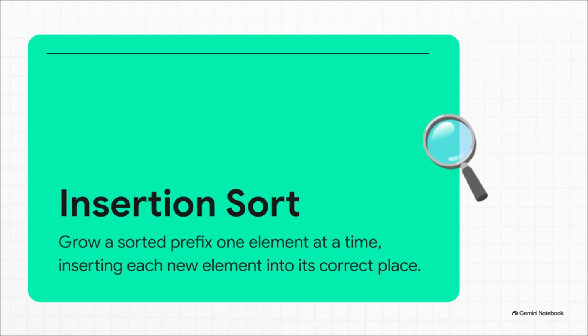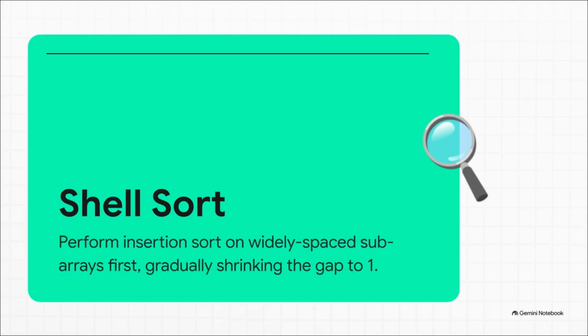Then we have insertion sort. You'll actually find this one incredibly relatable because it's exactly how you'd sort playing cards in your hand. You start with one card, which is sorted by definition, right? Then you pick up the next card, compare it to what you already have, and insert it into the exact right spot. You're building a sorted section one single value at a time, just shifting the other elements over to make room.